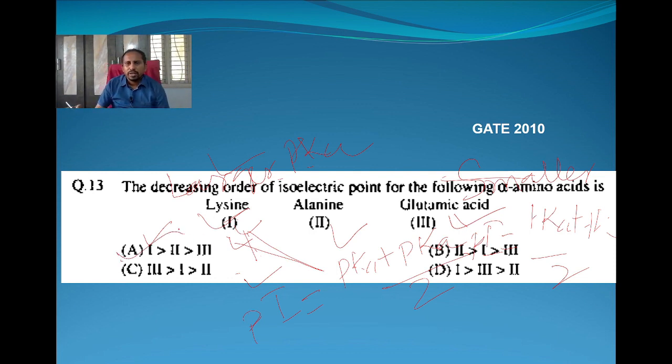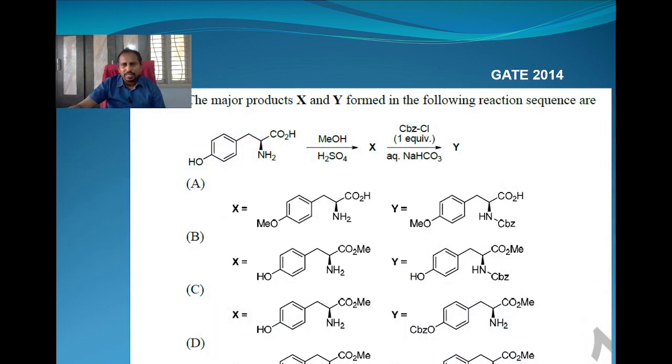Okay. So in this way you will solve the question. So moving to the next question. So we have a compound like this from GATE 2013. The major products X, Y formed in the following reaction sequence are. So we have an amino acid. This amino acid, nothing but tyrosine, is treated with methanol and H2SO4 to give X. So an acidic group in the presence of alcohol forms an ester. So this acid in the presence of methanol will form an ester. Which one? Here, the ester.